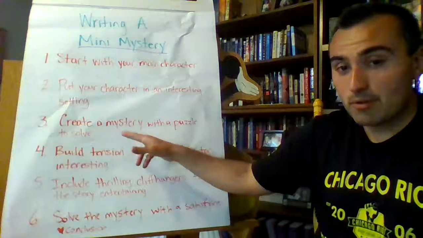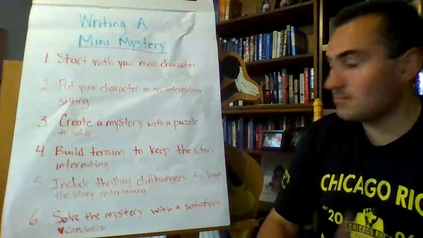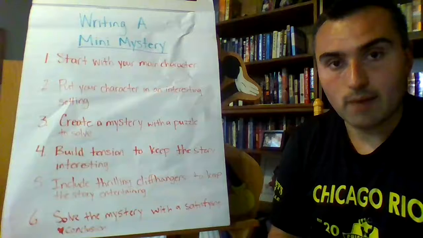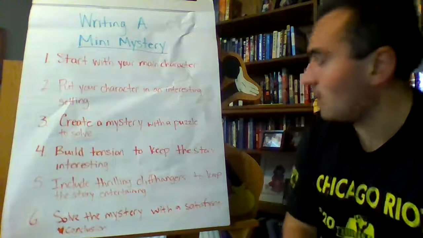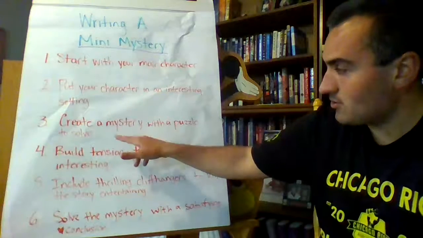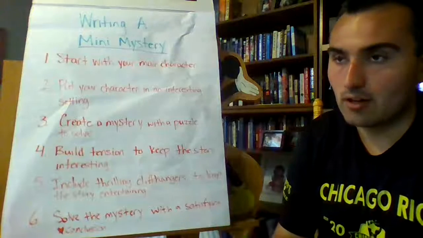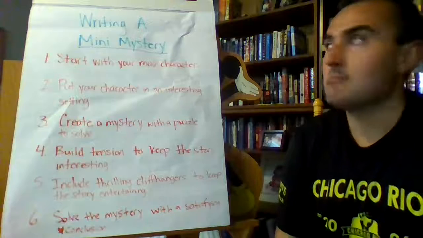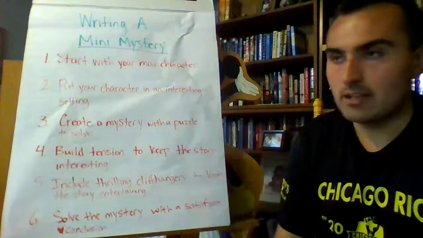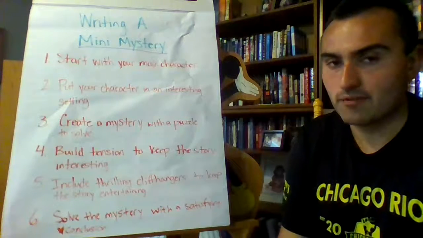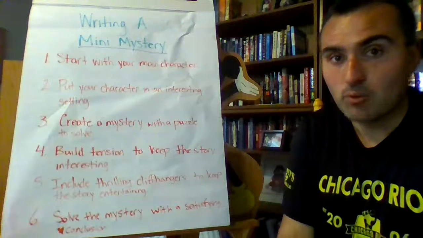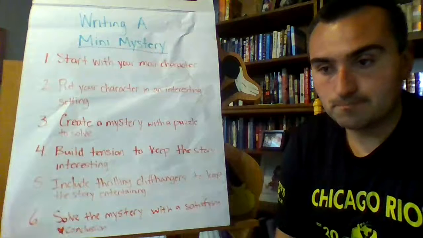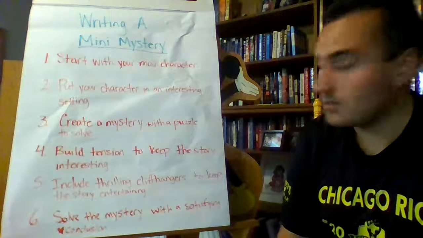And then the big one, number 3, we talked about some ideas for mysteries that your crime fighter, your main character, has to solve. So you want to have a mystery that has some kind of puzzle to solve. So maybe something was stolen, maybe something's missing, maybe something weird is happening and your main character has to get to the bottom of it, find out what's going on. Whatever it is, you want a mystery of some kind that needs to be solved.